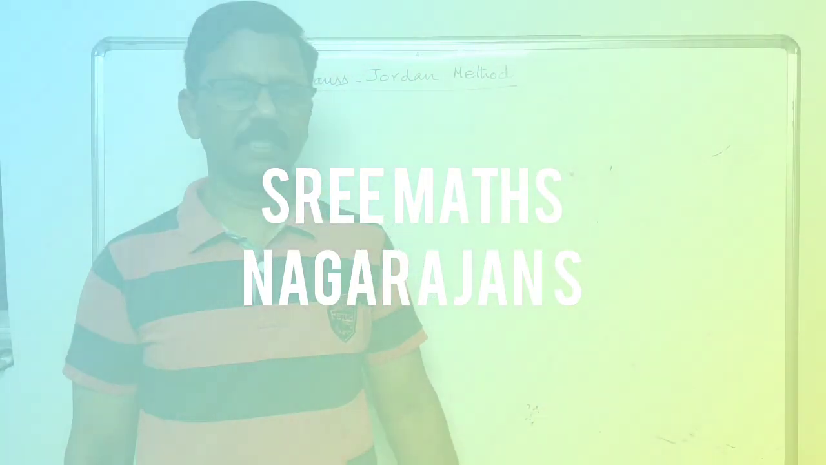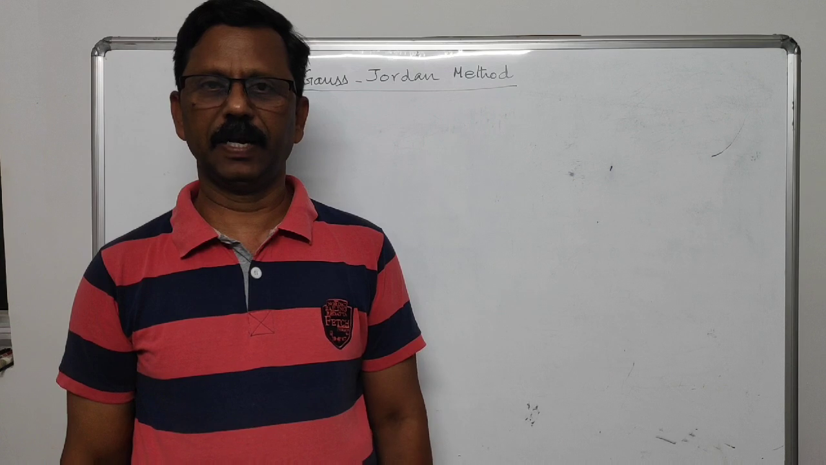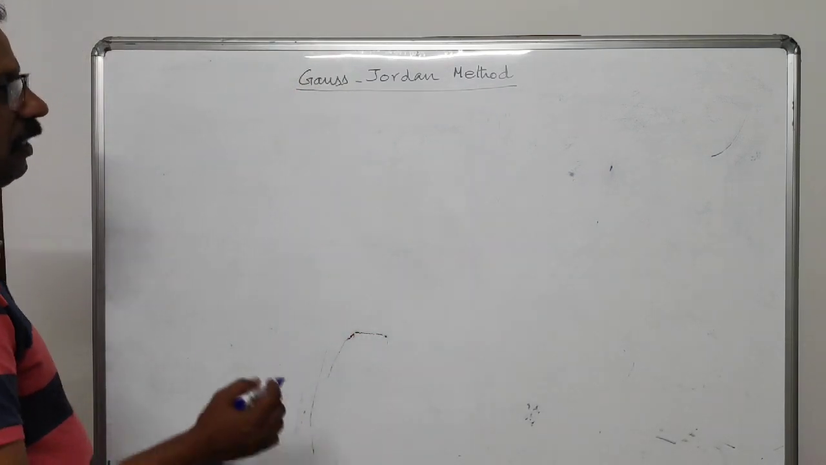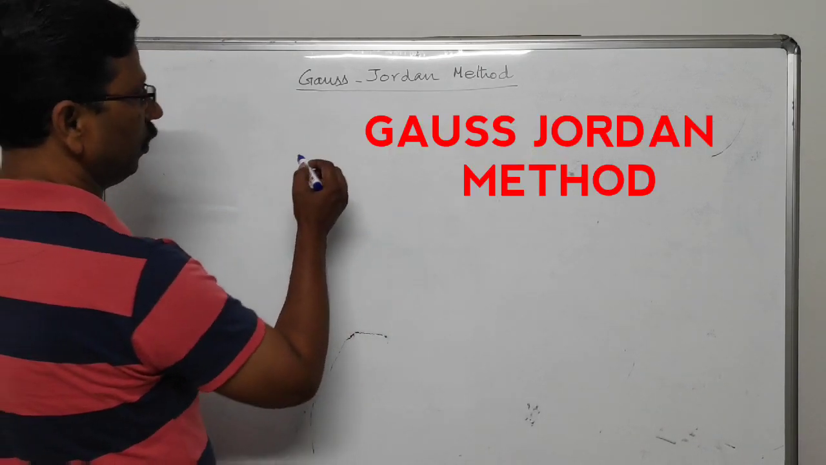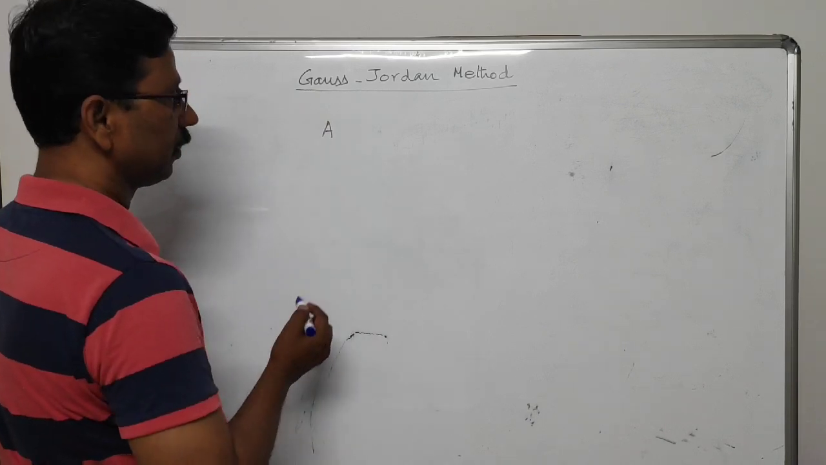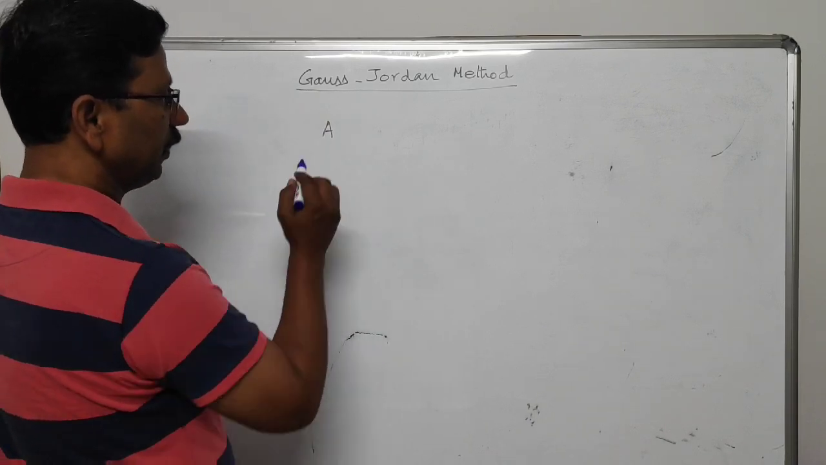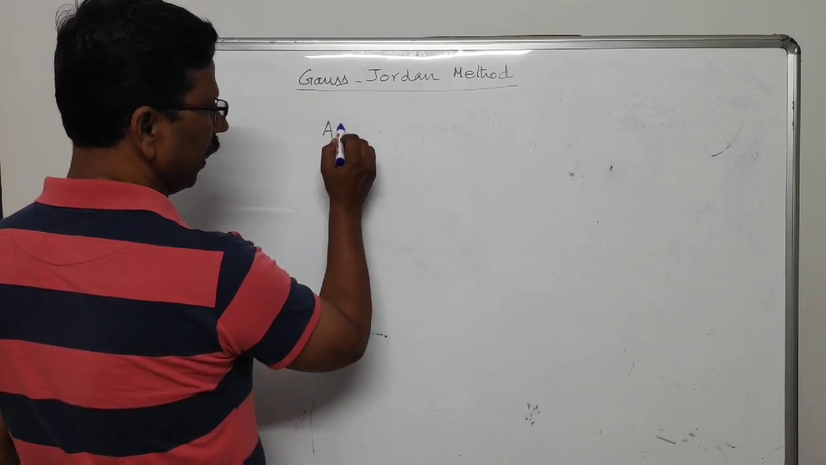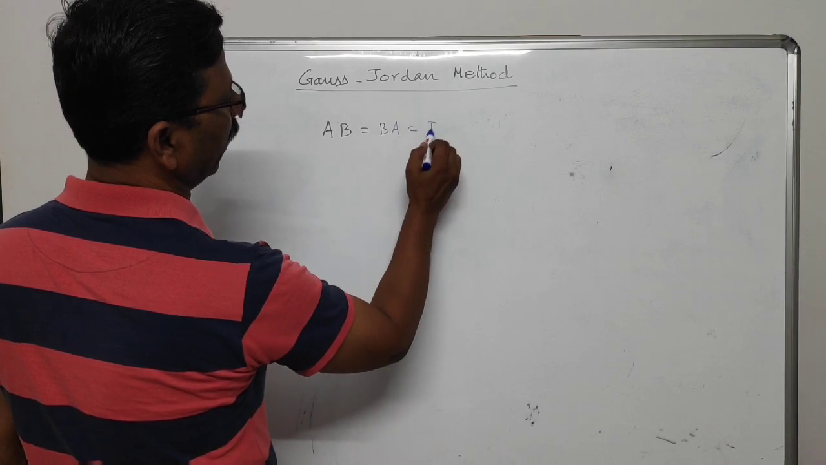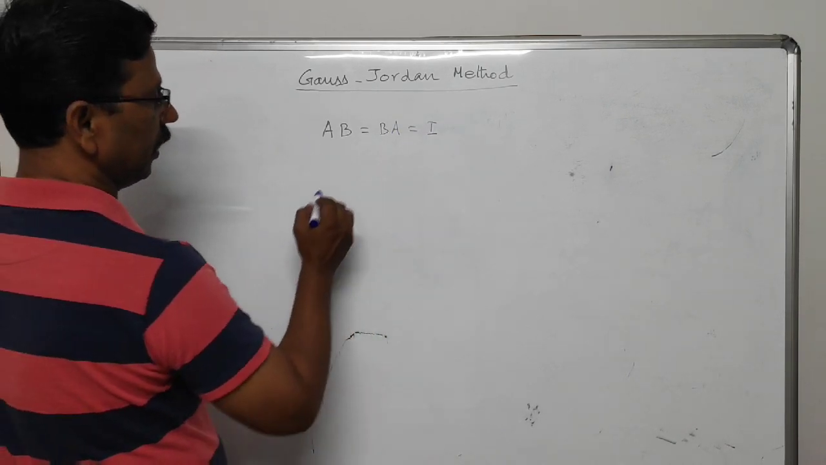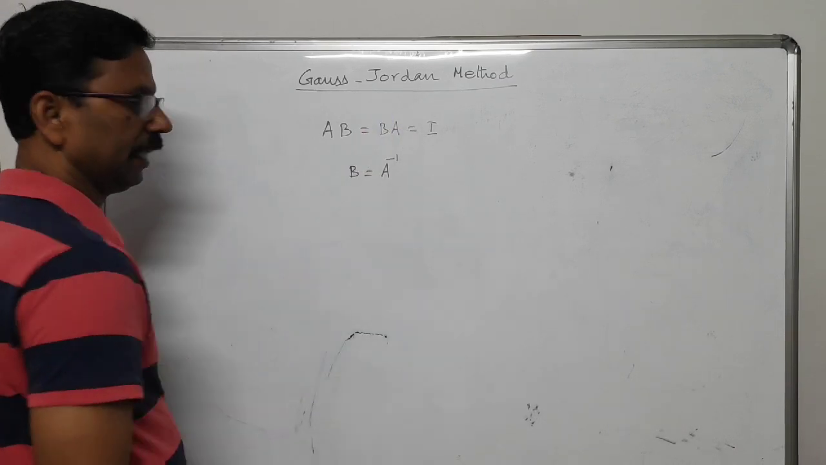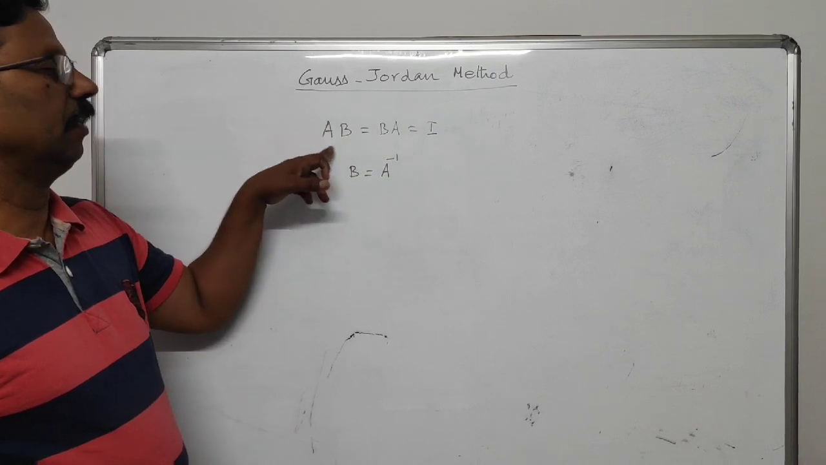In this class, let us see how to find the inverse of a non-singular matrix using the Gauss Jordan method. This method is based on the definition of the inverse. Let us assume A is a square matrix of order n, which is non-singular, and there exists a matrix B such that AB equals BA equals I. Then we can say that this B is nothing but the inverse of A, denoted by A inverse. This is the definition of the inverse of a matrix.